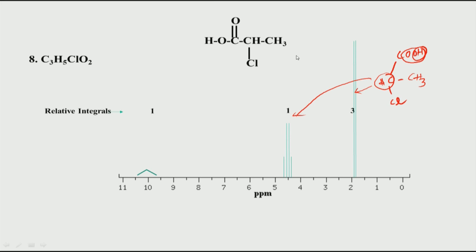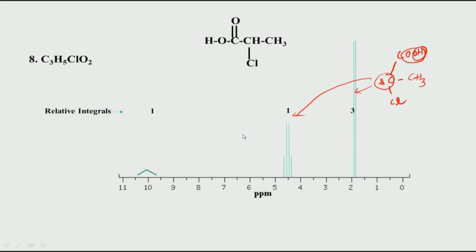So, if you recollect the inductive effect, even though the CH3 is not directly attached to chlorine, there is a separation by 2 bonds, and that also is enough to create a little bit of de-shielding of these hydrogens, and that is what is causing this to come downfield shifted. So, putting it together, we can see that this structural formula satisfies our spectrum.